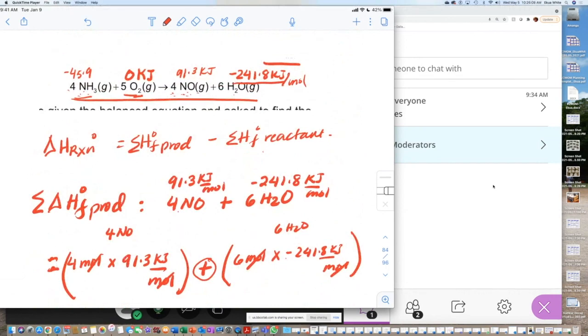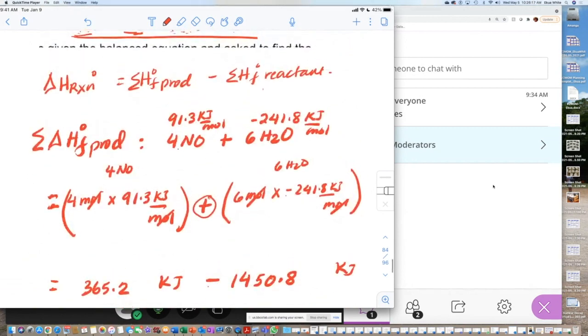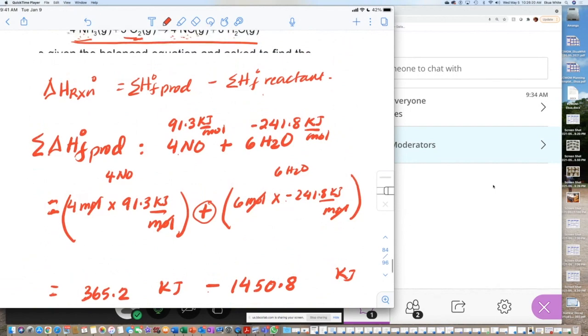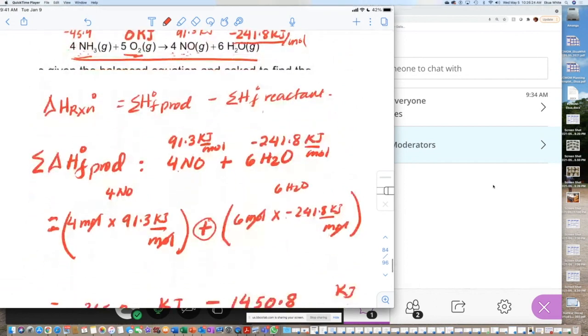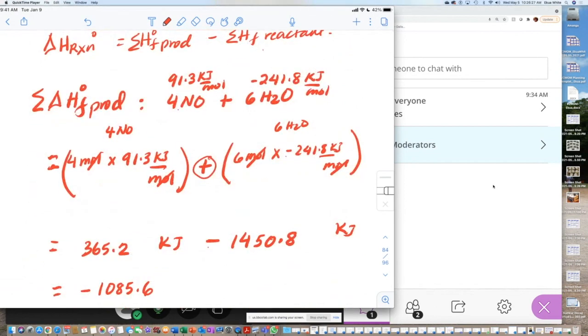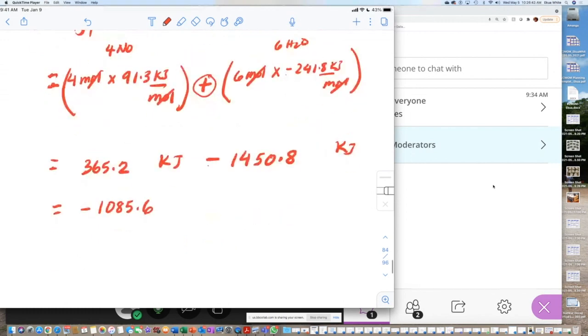Trying to see why my number is slightly different. It's 91.3, so let me do this real quick. 4 times 91.3 is 365.2. And then 6 times 241.8. I'm trying to make sure I copy this right. Then I take my number and add 365.2. Yep, that's what I get. This is what I get for the first half of the reaction, the product side.